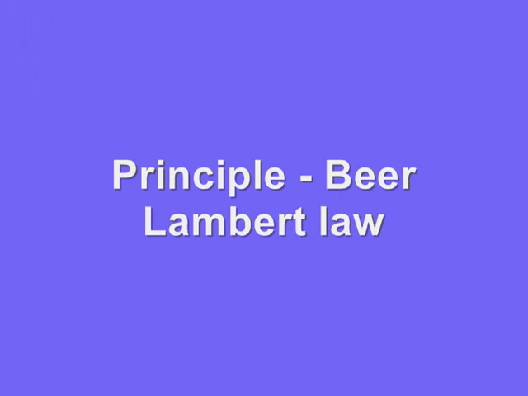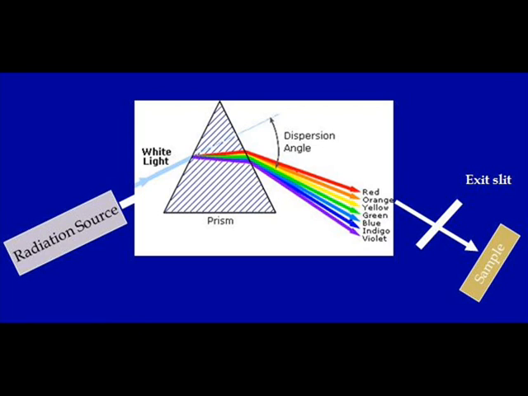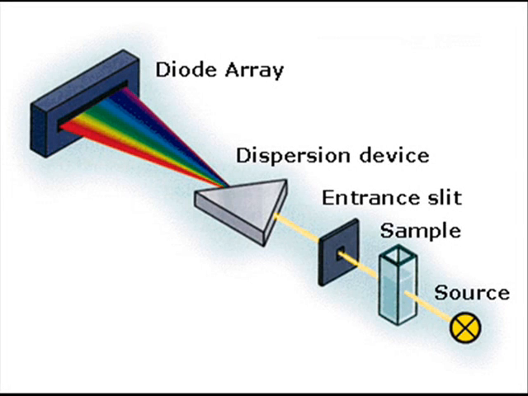Principle. A fundamental law governing the spectrophotometer is Beer-Lambert's law. It says that there is a linear relationship between absorbance and concentration. And the working principle is the light is diffracted by the grating, passes through the sample, and is measured by the detector.